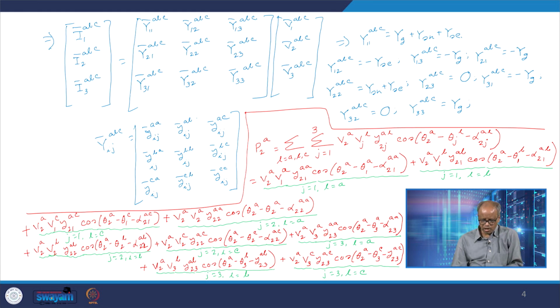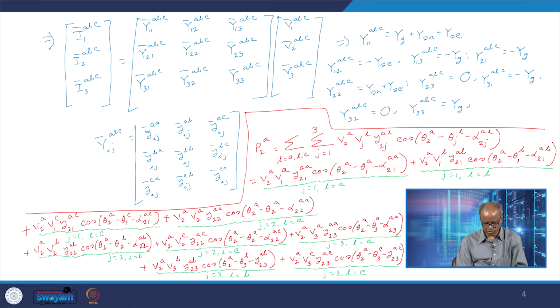So you see, this is basically the expansion. First we have taken j is equal to 1, l is equal to a, then j is equal to 1, l is equal to b, j is equal to 1, l is equal to c. So first we have finished j is equal to 1 for l is equal to abc. Then you have taken j is equal to 2 and finished l is equal to abc. Then you have taken j is equal to 3 and finished l is equal to abc. So altogether there are 9 terms, 1, 2, 3, 4, 5, 6, 7, 8, 9. So this is the expansion for P2A, right.